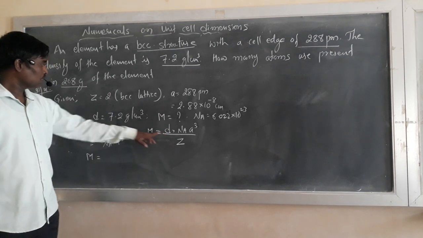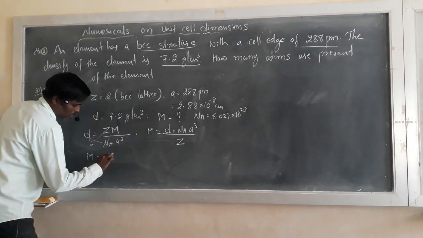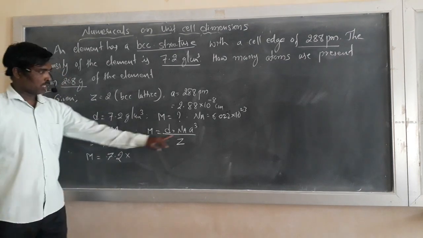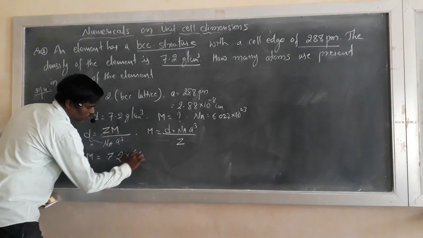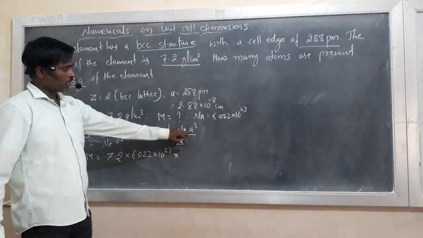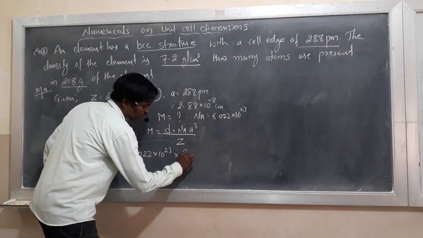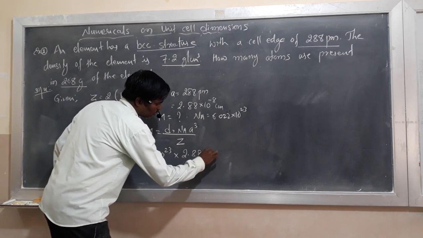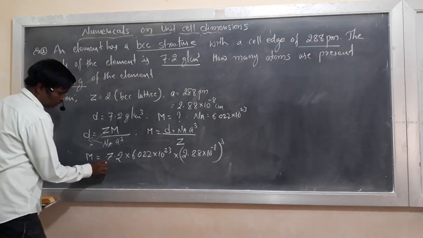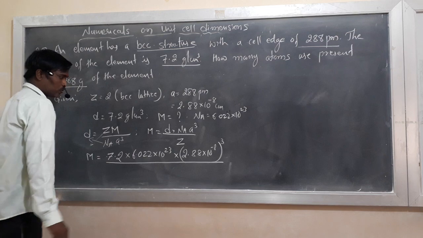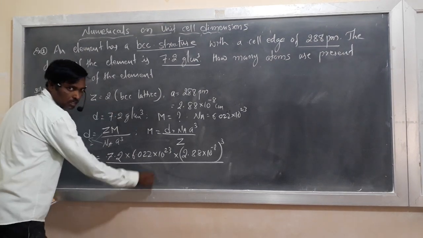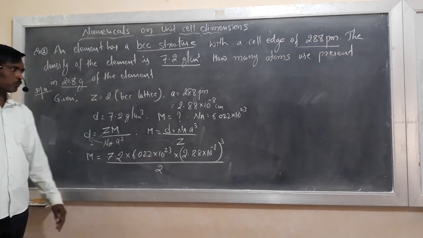So density is 7.2 grams per cubic centimeter. Just I am writing the values here. Na is Avogadro's constant, 6.022 into 10 raised to 23. a cube, where a is the edge length. So the edge length is 2.88 into 10 raised to minus 8, whole cube, divided by the z value. The z value is 2 because it is a BCC lattice. So z is equal to 2.